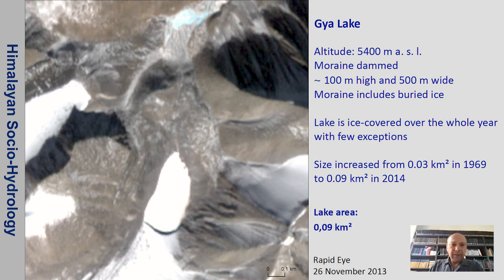But then we checked it, the massive moraine, this is 500 meter wide, and the problem of this moraine is that the moraine includes a huge mass of buried ice, and the lake is almost always ice covered with very few exceptions. And when we use the old American espionage satellite data, Corona, from the late 1960s and 1970s, there we could detect the lake. It was only very small, and it increased in size 3 times until 2014. And this is a RapidEye photograph from shortly before the outburst.